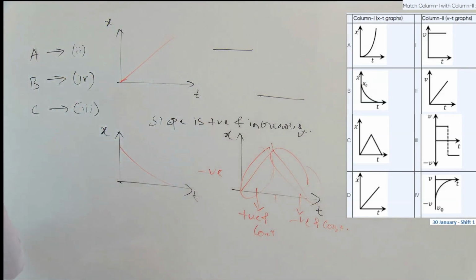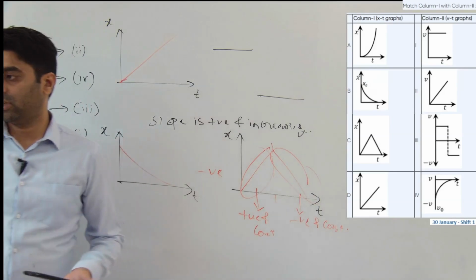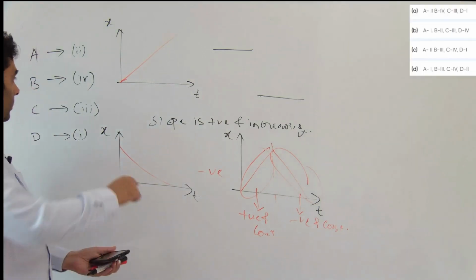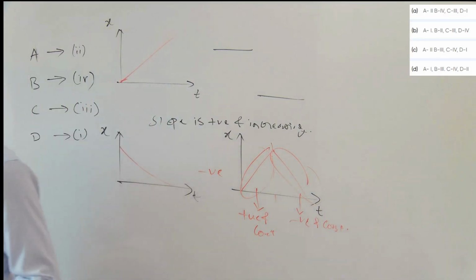So for D, we will get first. Okay, these are the match the column. Now you can check the option that we have. You can check the option and you can write your answer. You can choose the right option, right? This is what we have got. Fine. Let us look at the next question.